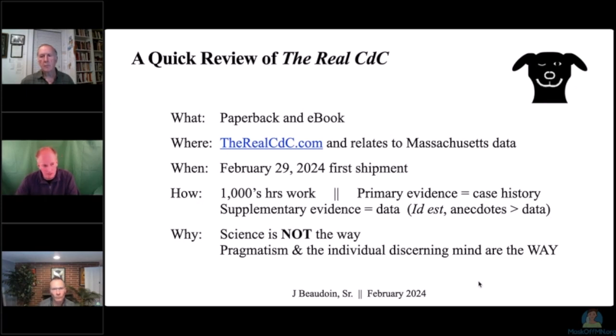I could go deeper on that, but science is not the way out of this. Okay, pragmatism and individual discerning mind are the way out of this. Everybody has to think for themselves. You can't abdicate your thinking to a white coat or somebody with letters after their name. I've worked with many in my career, not in medicine, but in semiconductor research. And just because somebody has a PhD does not make them intelligent.